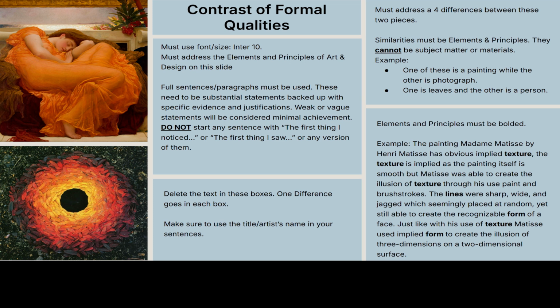You can't say one is a painting while the other is a photograph. One is of leaves and the other is a person. Those are not formal qualities. Those are not elements. They are not principles. Make sure that, again, that you are not using the I, you, or we statements.